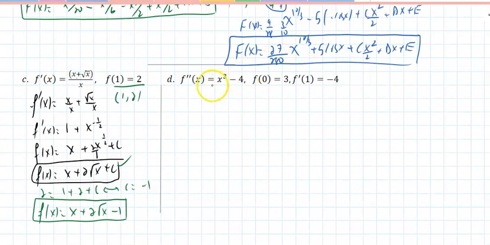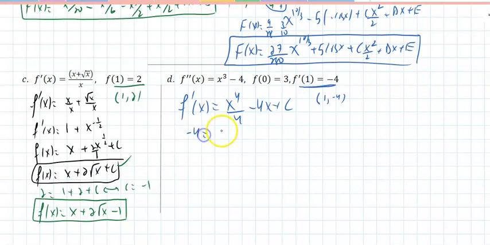Here I have to undo two of those. Well, let's start with the first one. The derivative of x, add 1 to the power, divide by that, minus 4x plus c. Now I could find it right here because it says the derivative. It says in the derivative, when x equals 1, the derivative is negative 4, so negative 4 equals 1/4 minus 4 plus c. Those cancel out. So c is negative 1/4. So that means f prime of x is actually x to the 4 over 4 minus 4x minus 1/4.